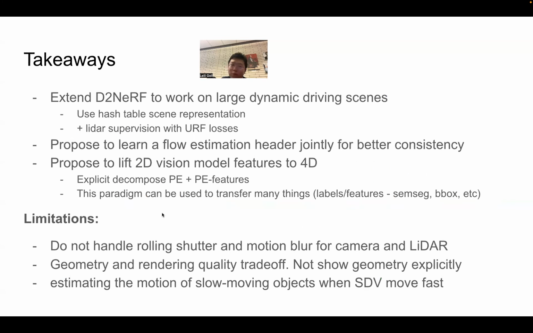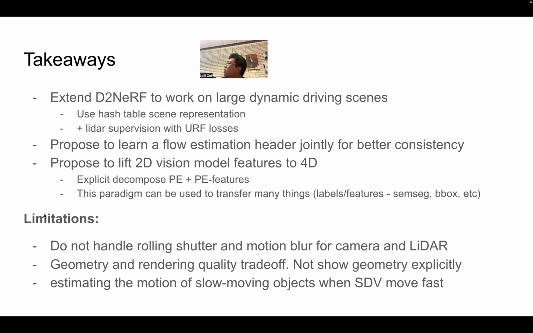So the takeaway for this paper is extending the D2 NeRF to large dynamic driving scenes, using hash tables and LiDAR supervision, and learning flow estimation heads jointly for better consistency. It's also lifting the 2D vision model features to 4D, and this paradigm can be used to transfer many things: labels, features, semantics, bounding boxes.